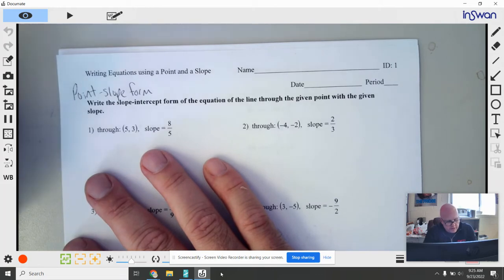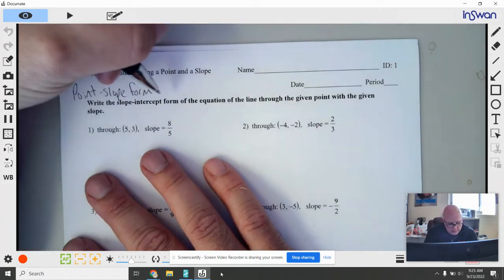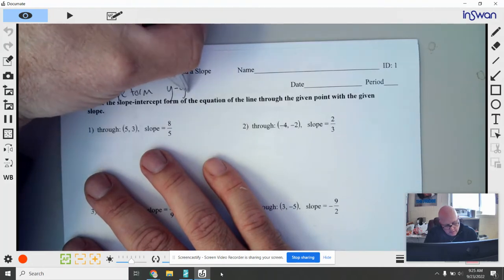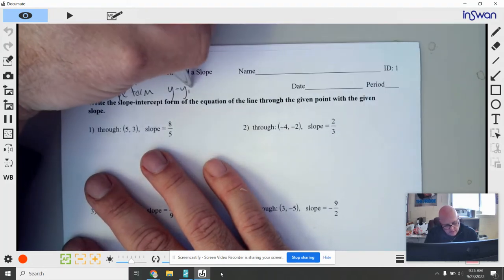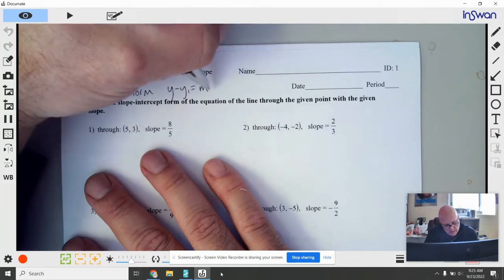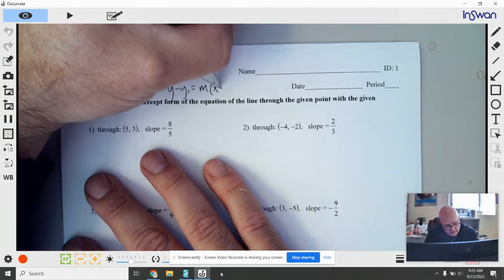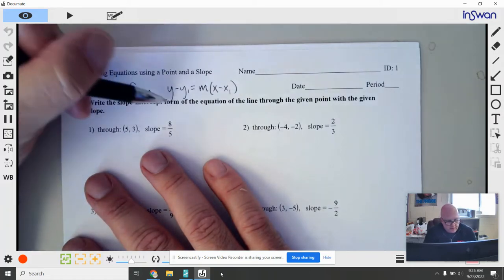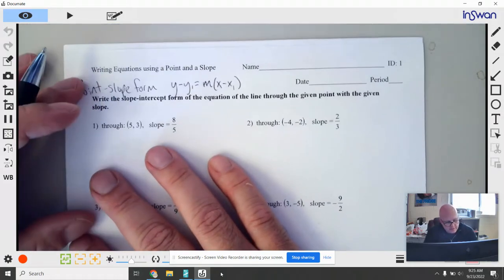Okay, this is one of those equations you're going to have to memorize. So point-slope form is this: y minus y sub 1 equals m multiplied by the quantity x minus x sub 1. Okay, so this is the basic equation that we use.